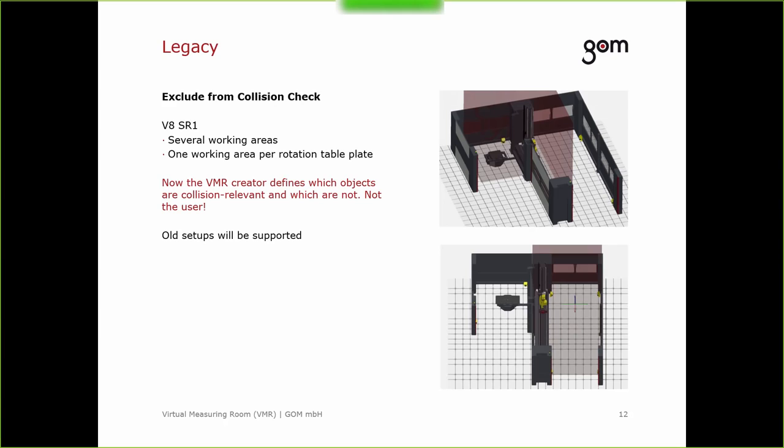Another change in the software makes the Exclude from Collision check function unnecessary. Now we have a working area for each rotation table plate and linear axis. In general, the VMR creator decides which objects are collision relevant. But don't worry, all old setups are still supported.